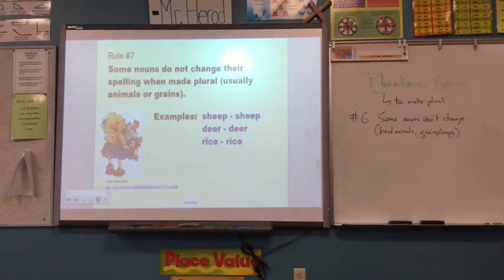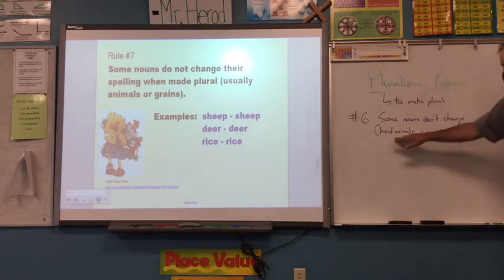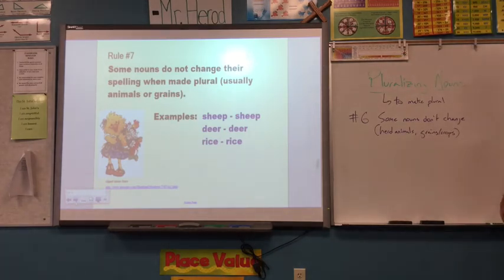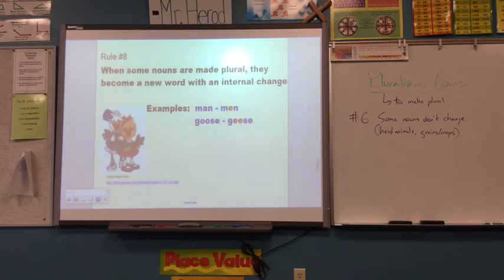Does everyone have this rule, more or less? It's the rule that it's not really a rule, but some don't change, and the hint is a lot of times it's herd animals and grains. They're already plural, but not always. Yay! English. Number 7 is our last one. She has it as 8. Remember, we're off.